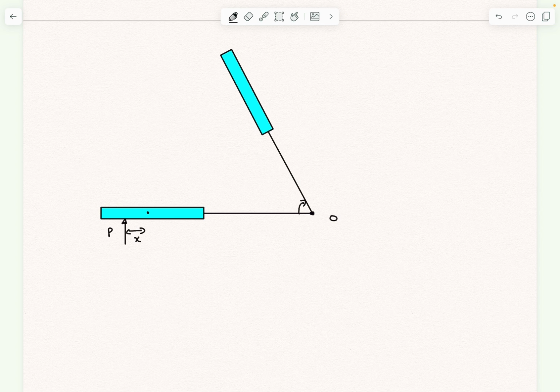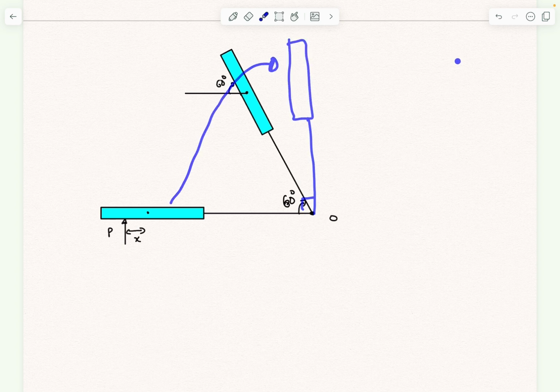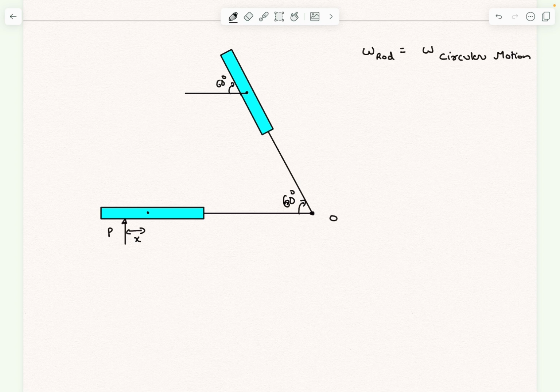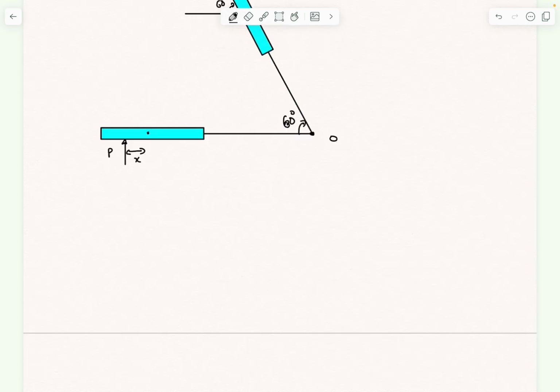Let's say the string rotated by an angle of 60 degrees. If you observe, the rod also rotated by the same angle, 60 degrees, right? So basically the angle rotated by the string is the same as the angle rotated by the rod about its own axis. And when it's rotated by 90 degrees, then the rod will be vertical. As you can see, the rod also has rotated by the same angle of 90 degrees. So in short, the omega of the rod must be the same as the omega of the circular motion, or basically the revolution omega.